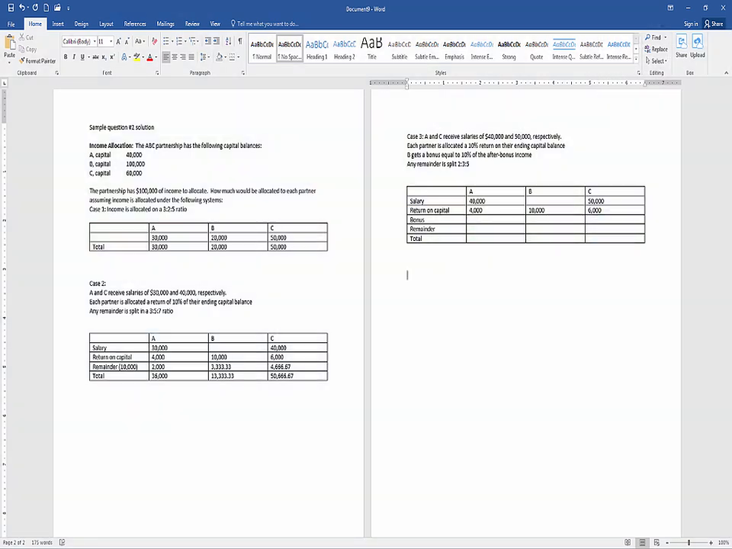So the bonus is not simply 10% of the $100,000 of income. The bonus equals 10% of the income minus the bonus. So, using our high-level algebra skills to solve for B, we have B equals $10,000 minus 0.1B. So 1.1B equals 10,000. So B equals, what's 10,000 divided by 1.1? 9,090.909.